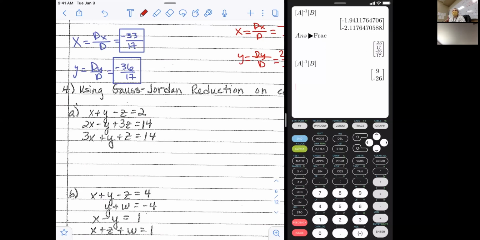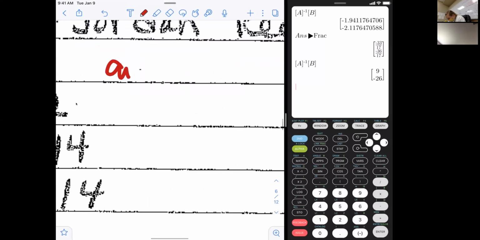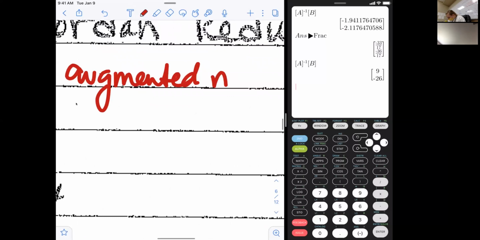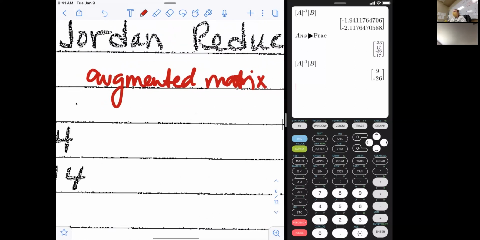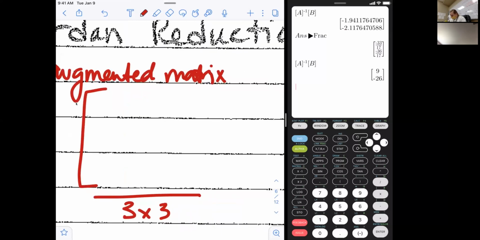What I need to teach you first is something called an augmented matrix. We get an augmented matrix by taking a normal square matrix. So in this case, we're going to take a normal 3x3 matrix and attach a 3x1 matrix to the end of it.